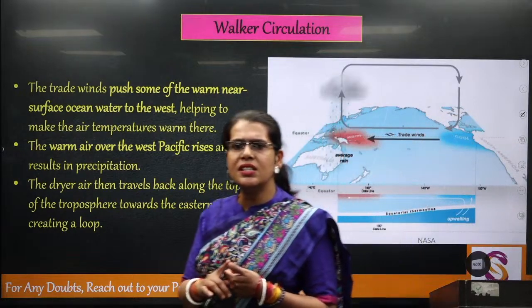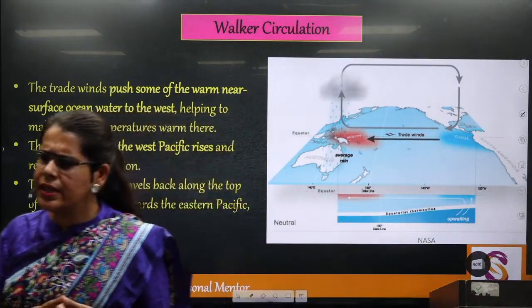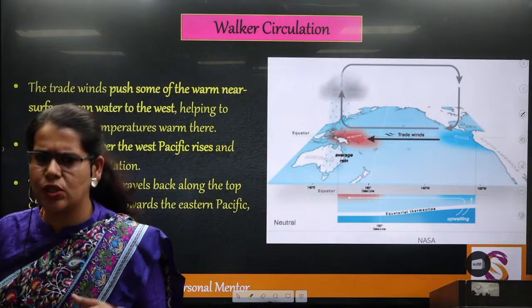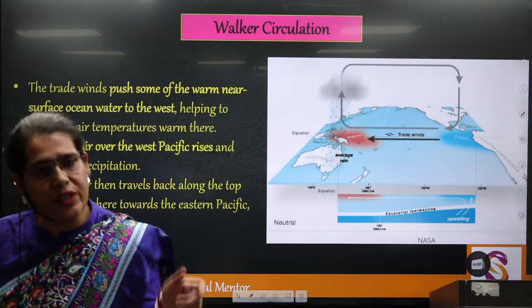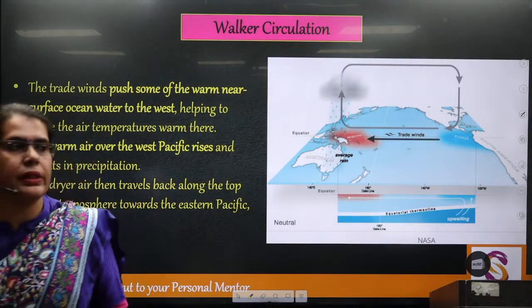Now first of all, just remember this Walker circulation is itself called ENSO. ENSO and Walker circulation are the same thing. It has 3 phases. One is a normal year.